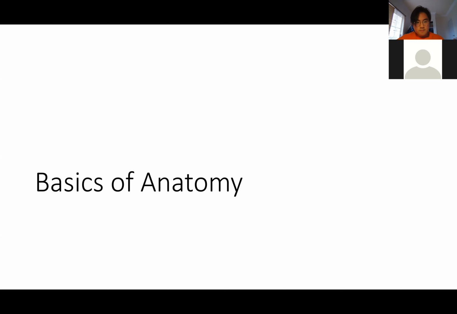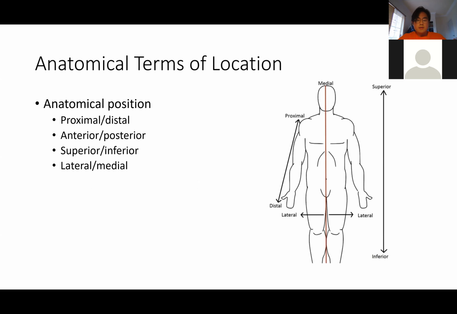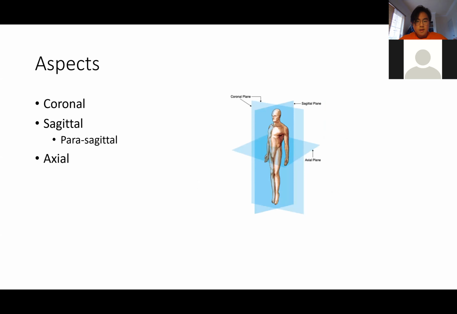Basics of anatomy. Whenever we use descriptive language in anatomy, we're always referring to the body in the anatomical position. That's pretty much the body standing with your arms by your side and your palms facing outwards. That's the default position we refer to when we use anatomical language. We've got three different aspects which are really important for imaging. Coronal splits the body into a front half and back half. Sagittal splits your body into a left and right, straight down the middle, 50-50.